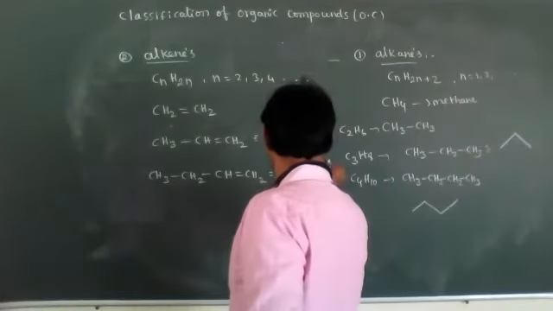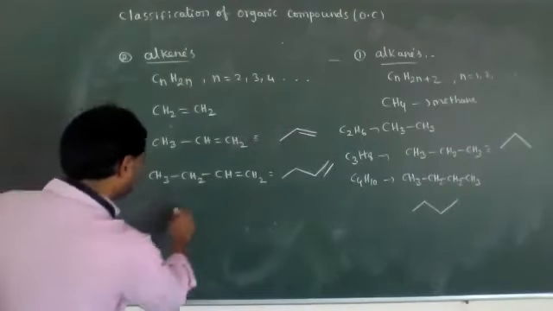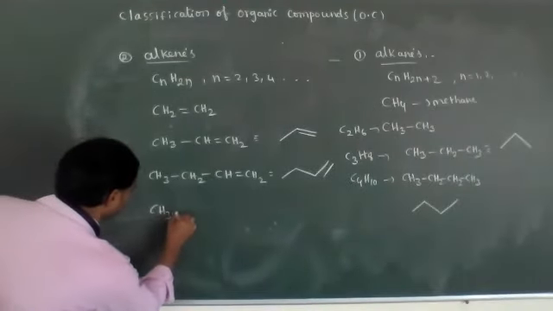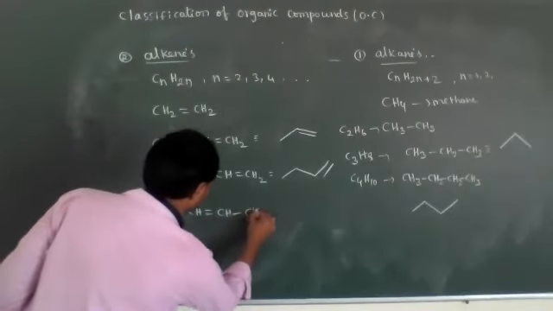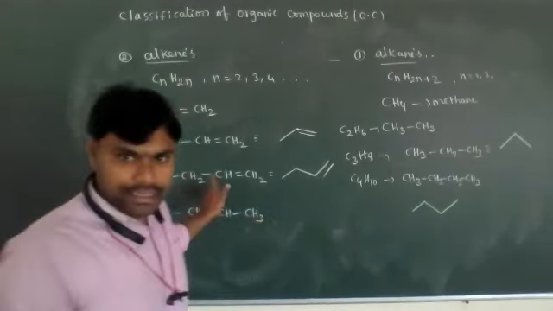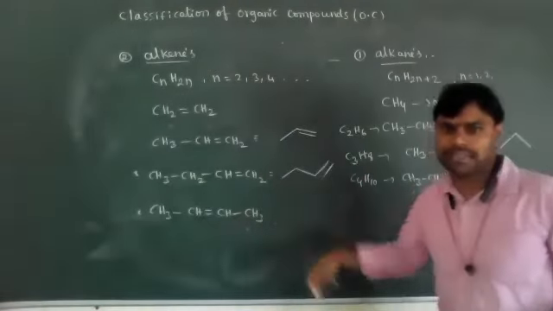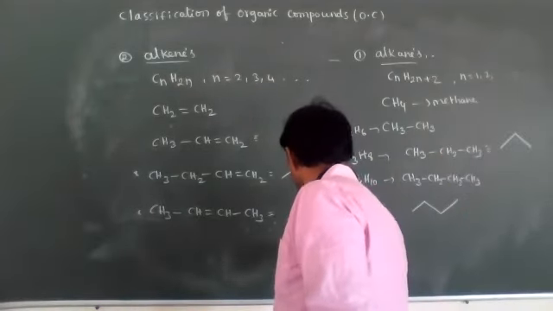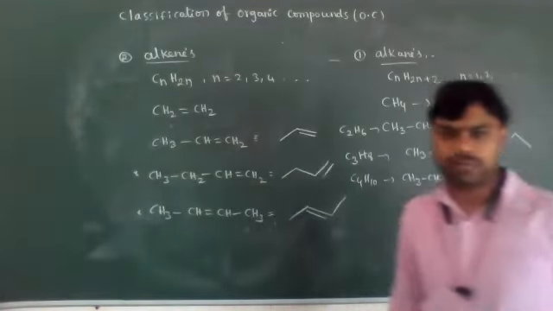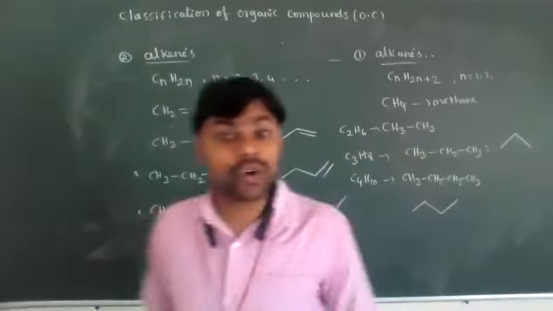The representation is like this. Now this double bond you have to write in the middle, like CH3-CH=CH-CH3. See, this compound and this compound have the same molecular formula, but the position of the double bond is changed. That's why these are called isomers.